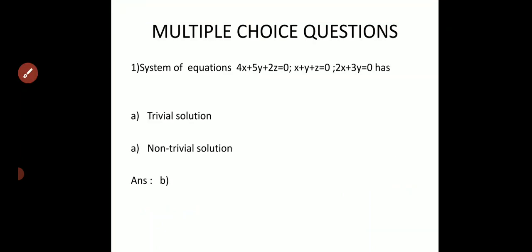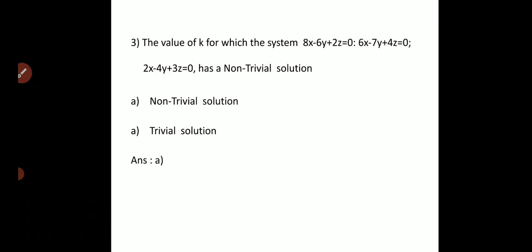Now I have given some multiple choice questions related to this topic. The equations are given, you have to find whether the system has a trivial or non-trivial solution, and the answer is non-trivial solution. You have to verify it yourself by solving this example. The second one: the value of lambda for which the system has trivial and non-trivial solution. Then the value of k for which the system has a non-trivial solution: you have to find the value of k.